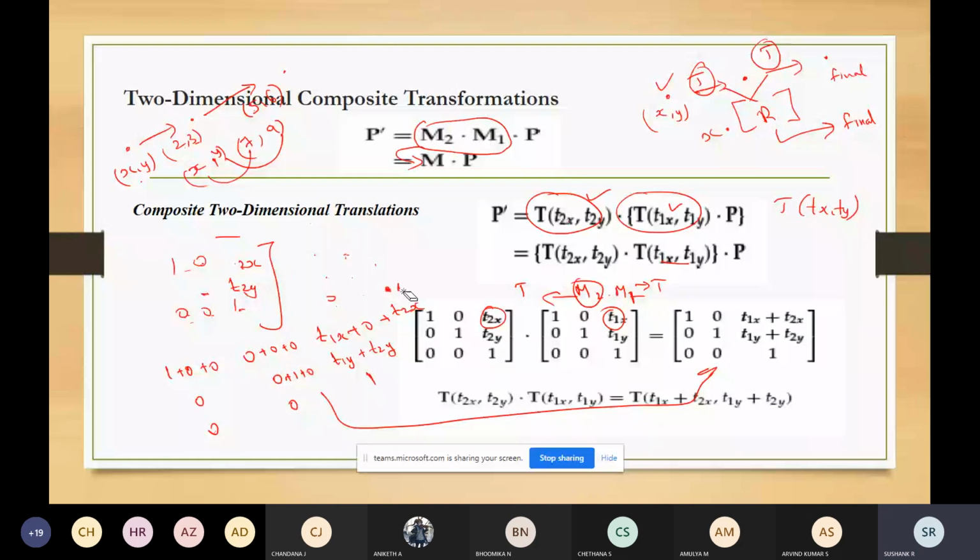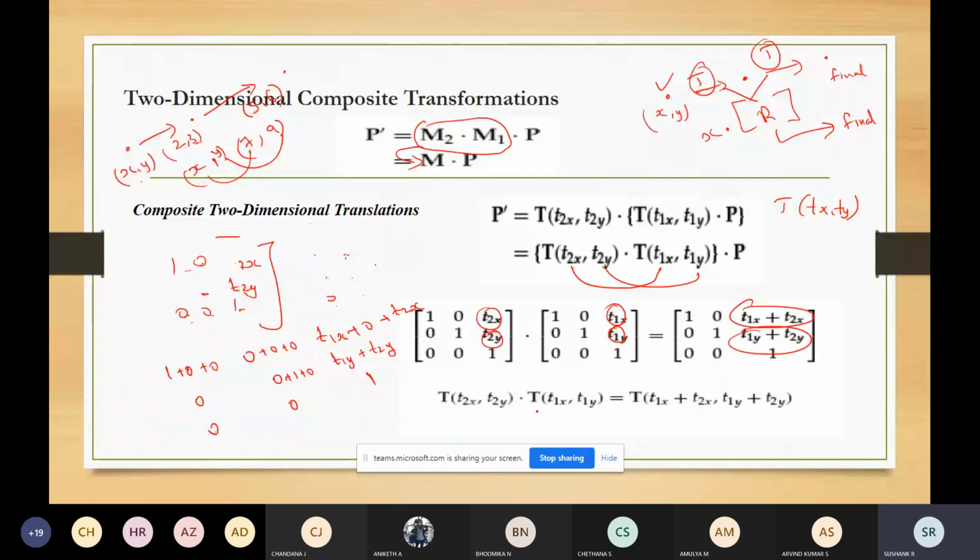Whenever you want to perform two translation operations, you just add their terms, the x term and the y term. So the matrix was represented initially like this. Now you are adding these values, meaning when you multiply, you will get the additive result: t1x plus t2x, t1y plus t2y.